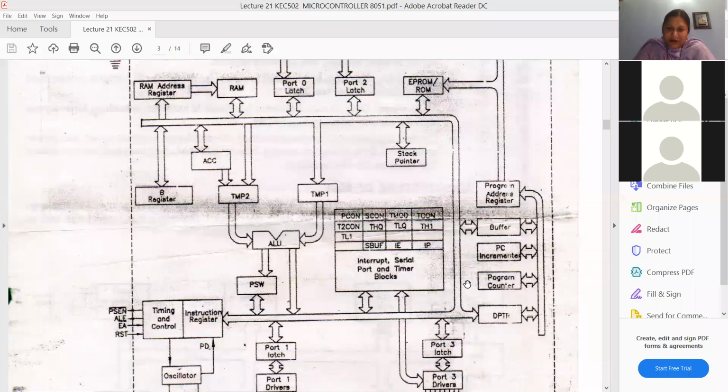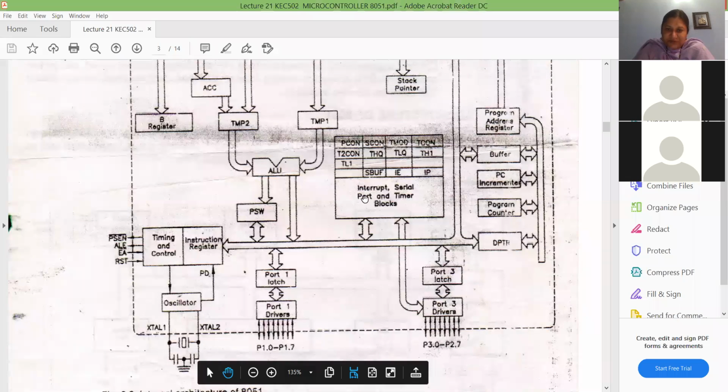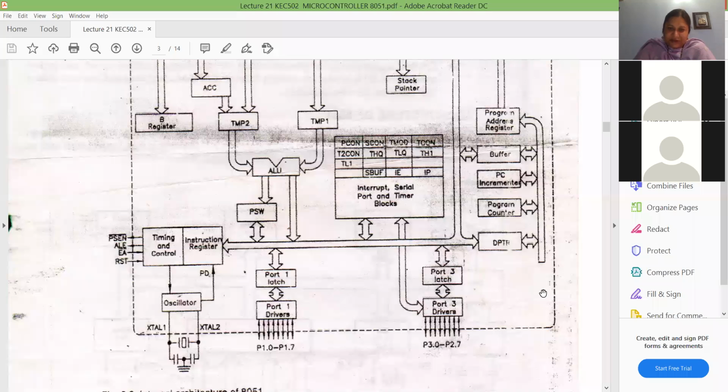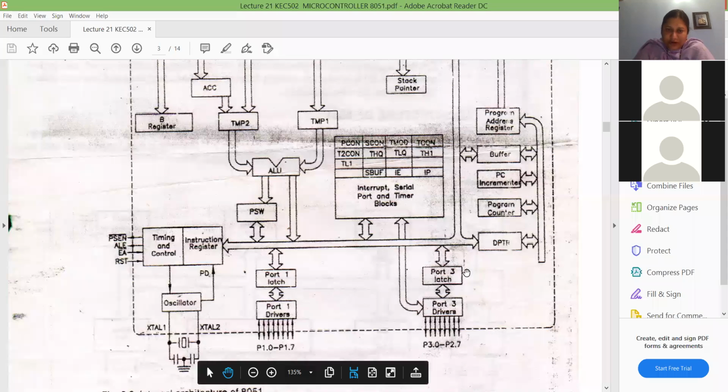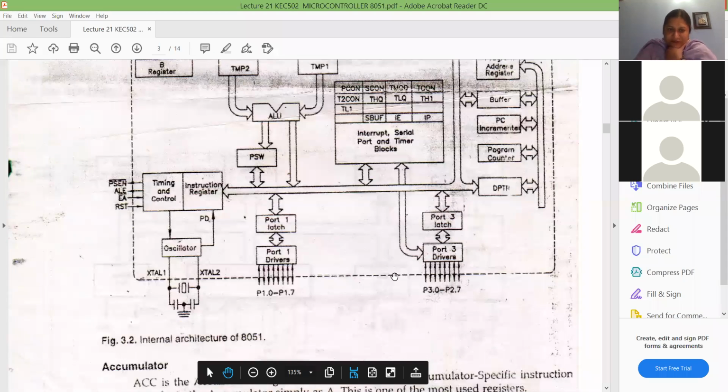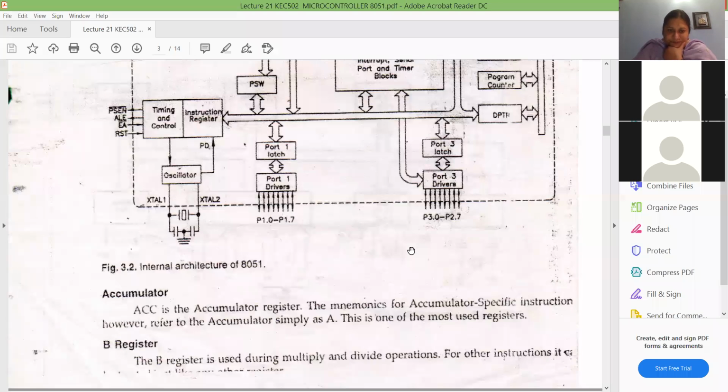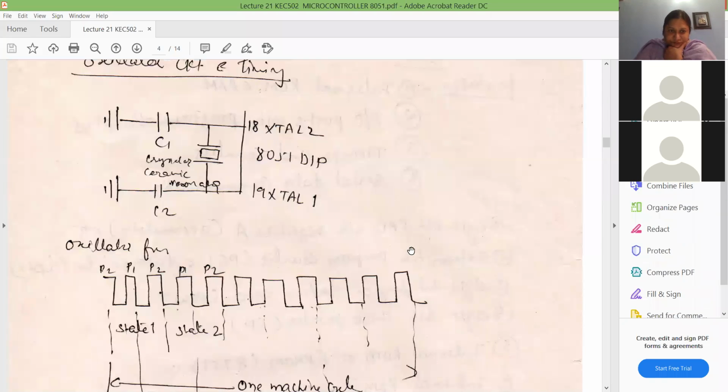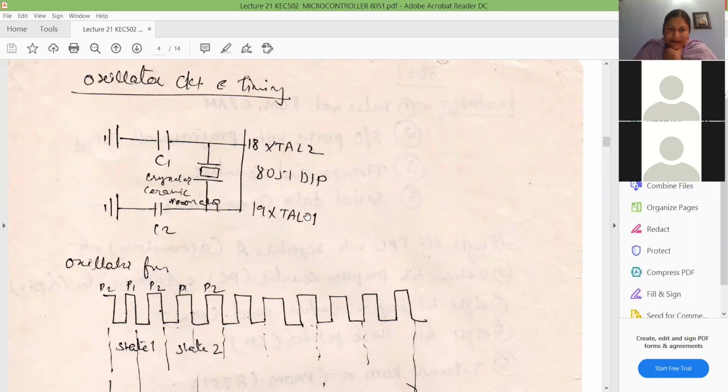And then again you have the interrupt, serial control, the oscillator circuit, etc. This is the detailed block diagram of 8051 microcontroller. So like in 8085, the internal operating frequency is how much of the crystal frequency in 8085?